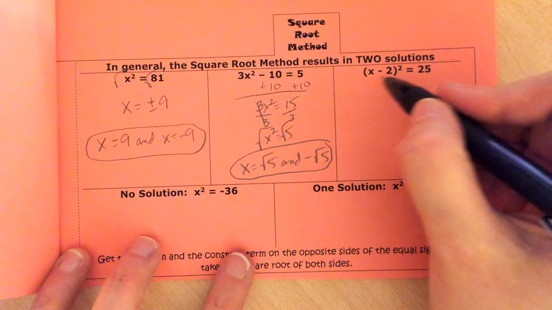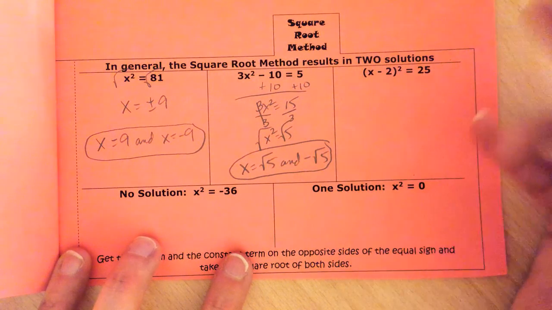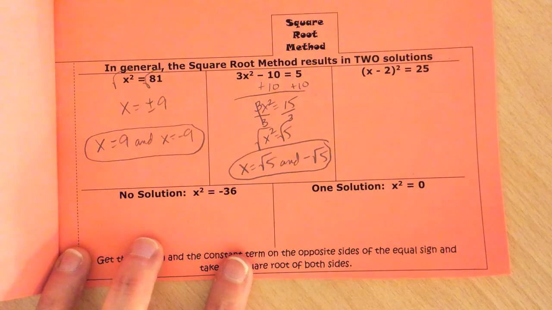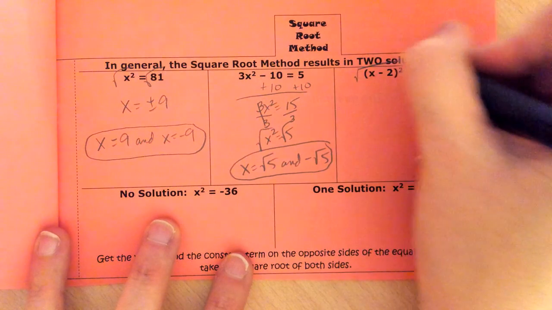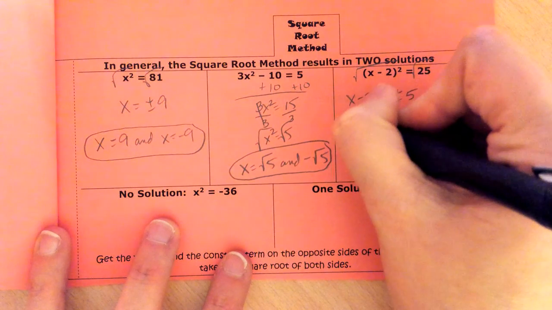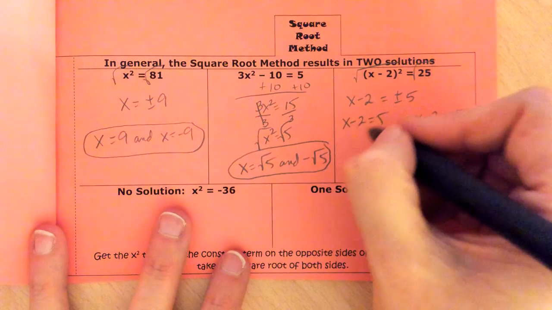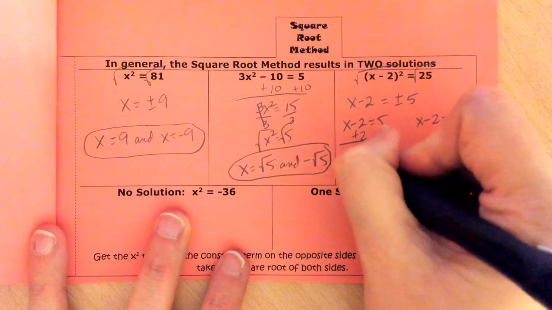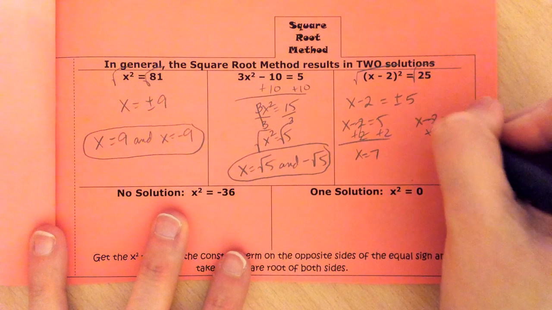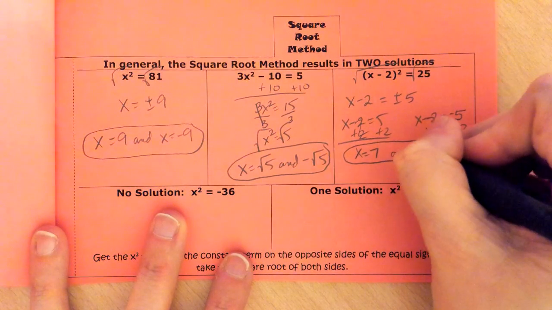All right, last one. For this one, I have a perfect square trinomial in factored form equals whatever, a number, okay? As long as I have a squared variable on one side and a number on the other, I'm good to go for square root method. So I'm going to take the square root of both sides. I have x minus 2 equals plus or minus 5. So that means I have x minus 2 equals 5. I have x minus 2 equals negative 5. So I'm going to start solving for x. Add 2 to both sides. I get x equals 7. I add 2 to both sides here. I get x equals negative 3. And those are my two solutions.